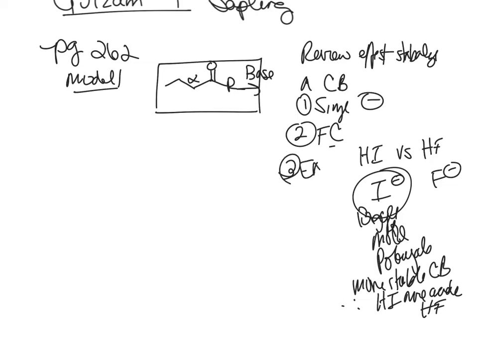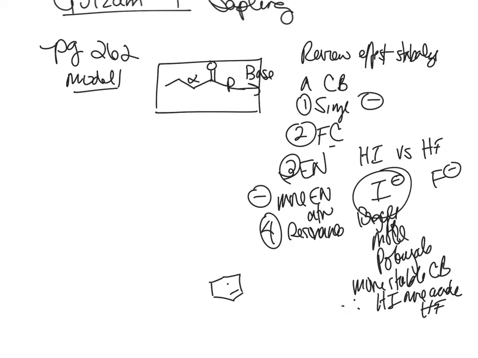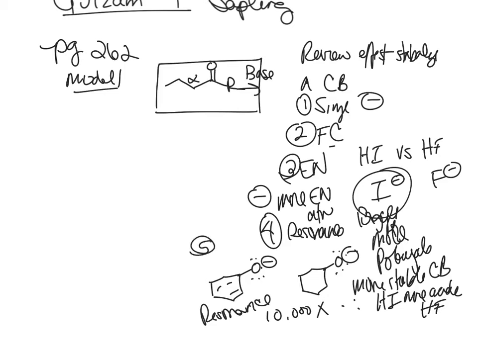3, electronegativity. So you want your negative charge on your more electronegative atom. 4 is resonance. So this is why a phenol is more acidic than just a regular alcohol, because you have resonance stabilization. And what is resonance worth here? About 10,000 times more acidic.